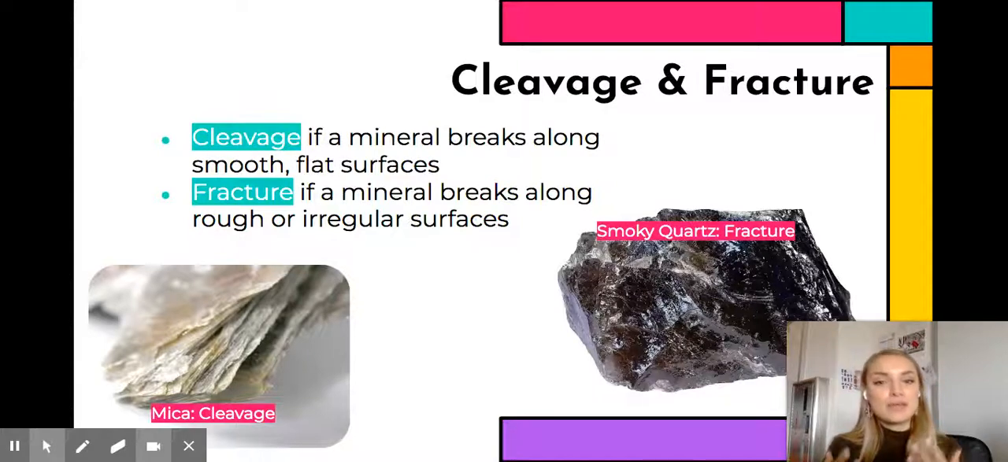Fracture is when a mineral breaks along rough or irregular surfaces. So if we look at the mineral smoky quartz right here, smoky quartz exhibits fracture. If you look really closely at it, sometimes you can see what look almost like little rounded divots. That's a specific type of fracture, but it's not a flat, smooth plane. When we see breaks that are flat and smooth, that's cleavage. When we see irregular or rough breaks, that is fracture.